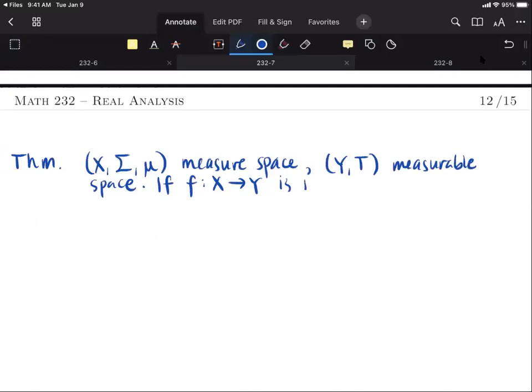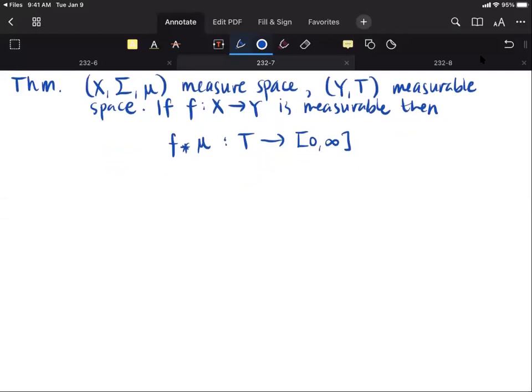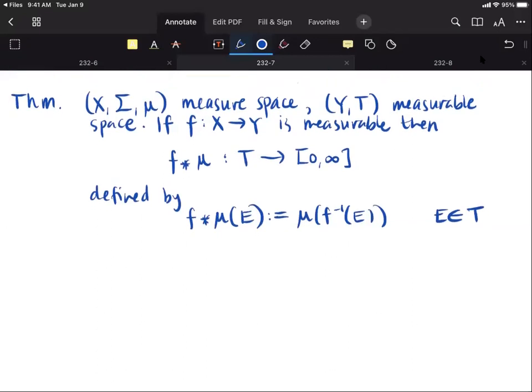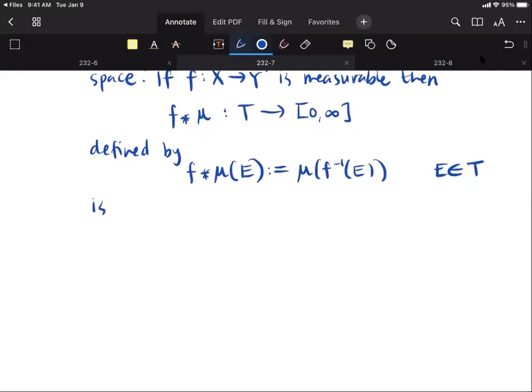If this function f is measurable, then the function f sub star mu from the sigma algebra tau to 0 to infinity is defined by the following. So how do we get the measure with respect to this function? E here is an element of tau. We define this as the measure of the inverse image of E. So this is a measure on Y.